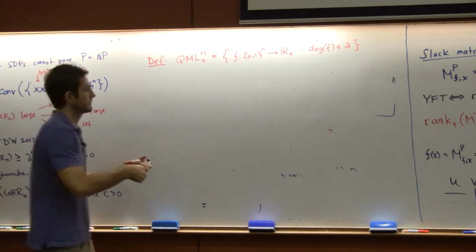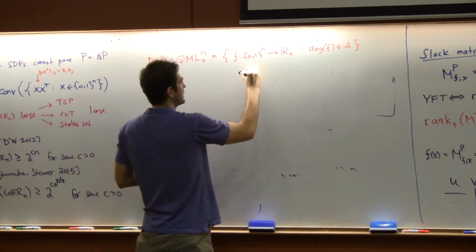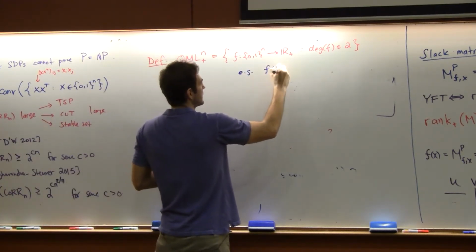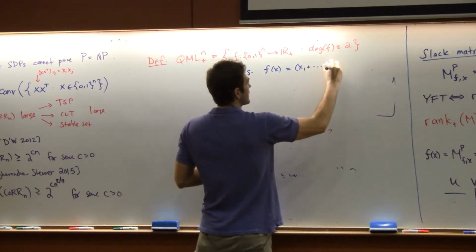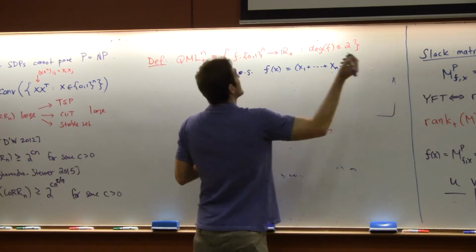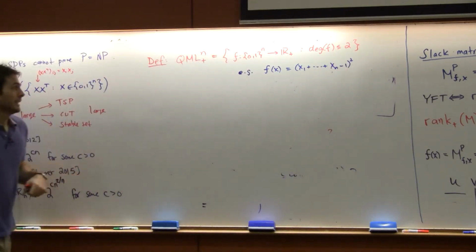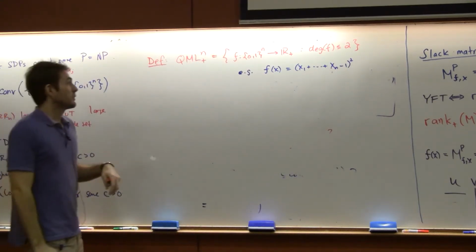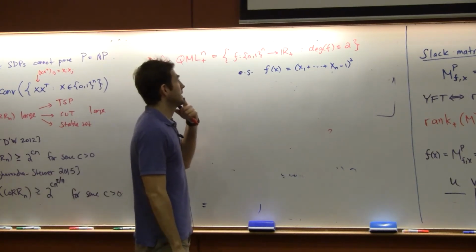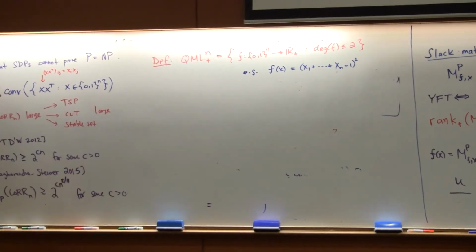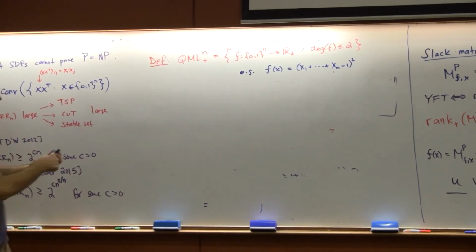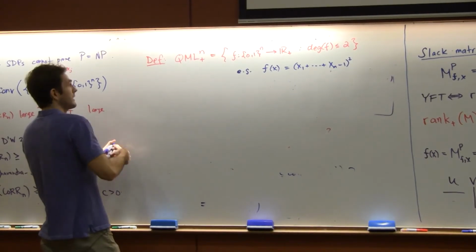I mean, for example, here's a quadratic function that's non-negative, in fact, on all of R^n, but it's also non-negative on the discrete cube. Okay, that's an example. Okay, so given that, now we can define.